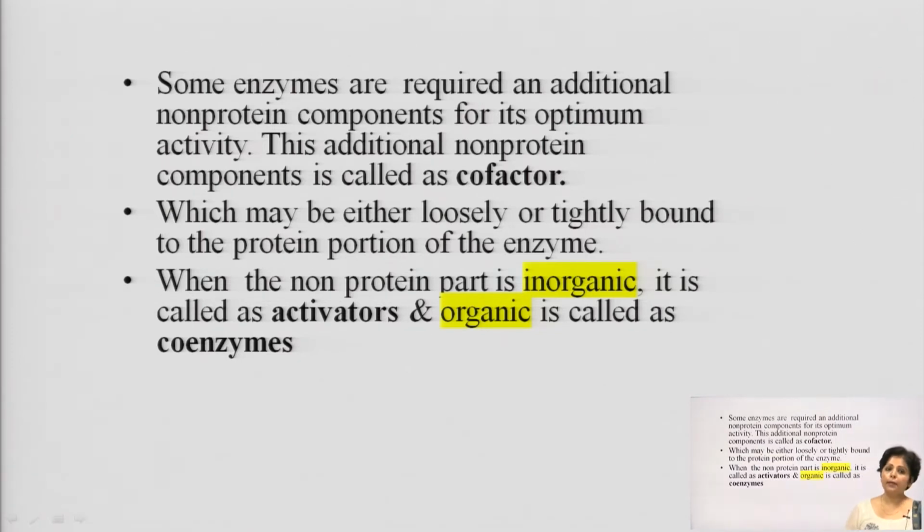जब ये non protein part जो है, if this non protein part of the enzyme is inorganic, then it is called as activators, or sometimes it is called as cofactor. Also in certain books it is written as a cofactor or activator. But when this non-protein part in the enzyme is organic in nature, then it is called as coenzyme.